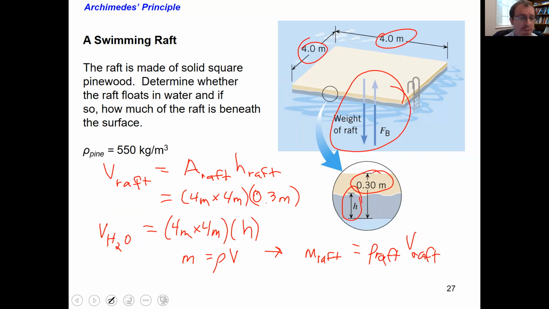All right, one other piece of information that we're given that I haven't highlighted yet. We're told that this raft is made out of pine wood, and that pine wood has a density of 550 kilograms per meter cubed. All right, so I've run out of space here, so I'm going to give us a blank page to work on.